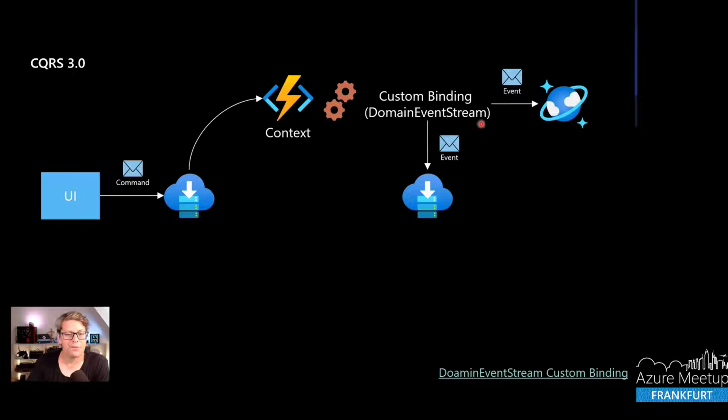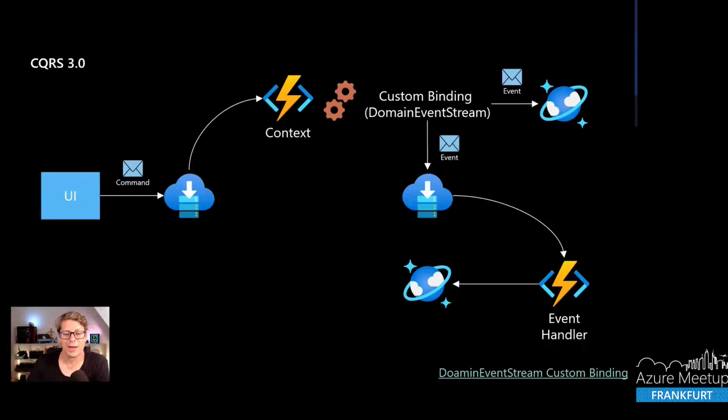Then the same custom binding sends the same event from this database to the next message bus, service bus, sorry. And surprise, the next function is triggered by this service bus, and it's the event handler. Again, remember the picture from CQRS that Greg Young described, you have this event handler part, and this event handler now stores data again in a Cosmos DB, or you can take a database you like.